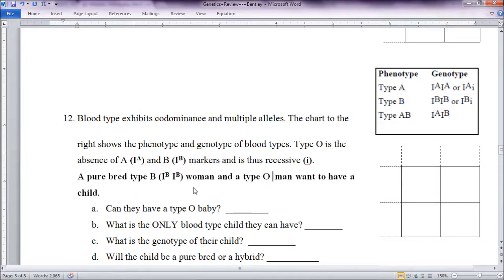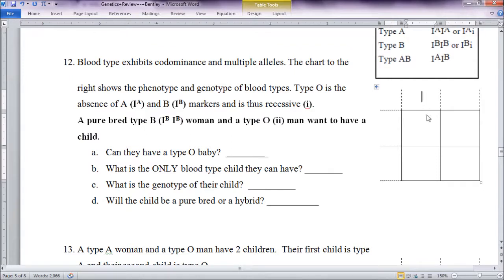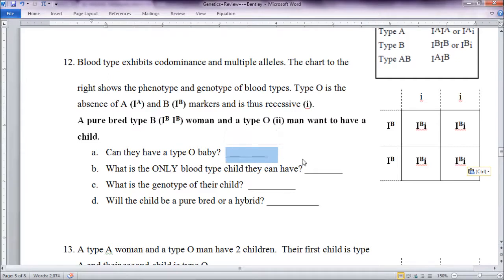A type O man, which means to get the type O, you actually have to get both recessives, just like always, want to have a child. So can they have a type O baby? Let's find out. ii, IB, IB. Well, no. Every single child ends up getting IB. So no. Every single child is heterozygous for IB and i.